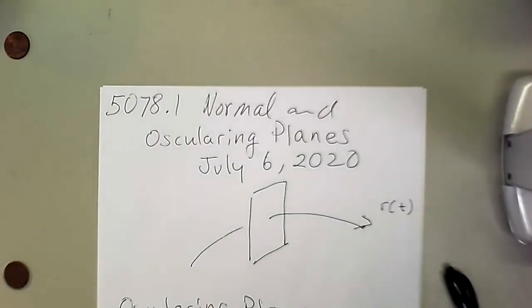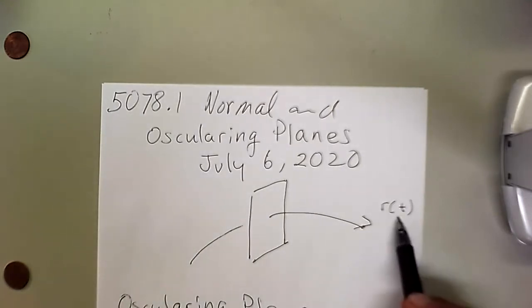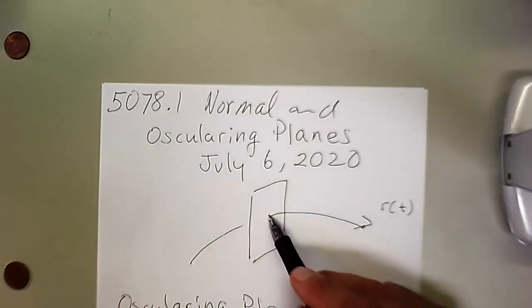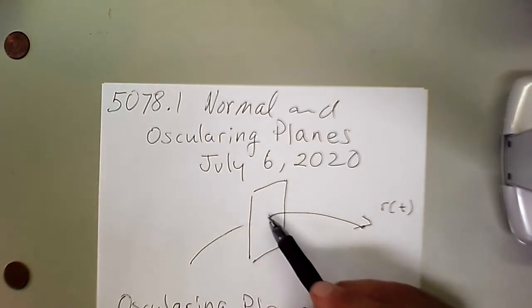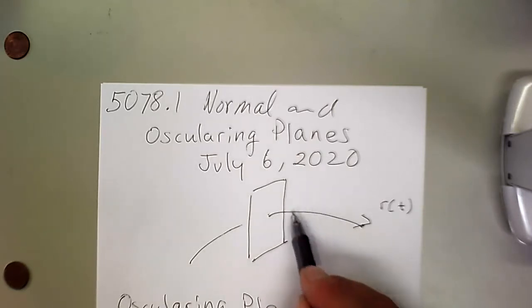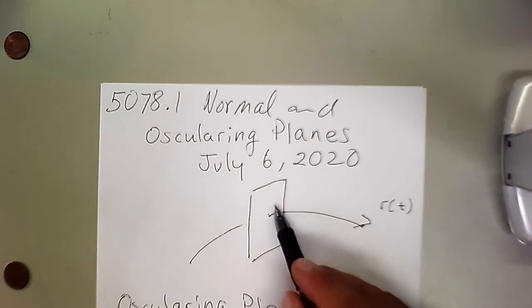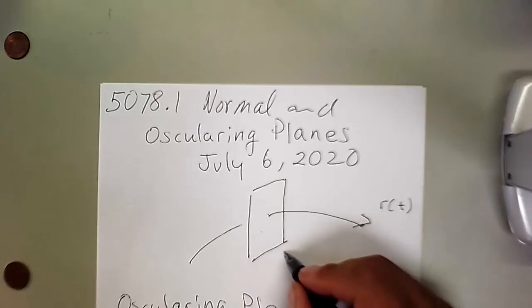Okay, in this video, we have the normal and osculating planes of a curve. If we have a curve r(t) and a particular point here, the plane where the curve crosses perfectly perpendicular is what we want. In other words, if you were to draw a tangent to the curve straight out, that tangent would be perfectly perpendicular to the plane. That plane is called the normal plane.